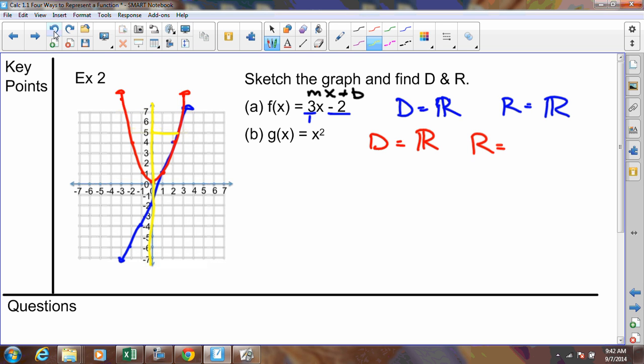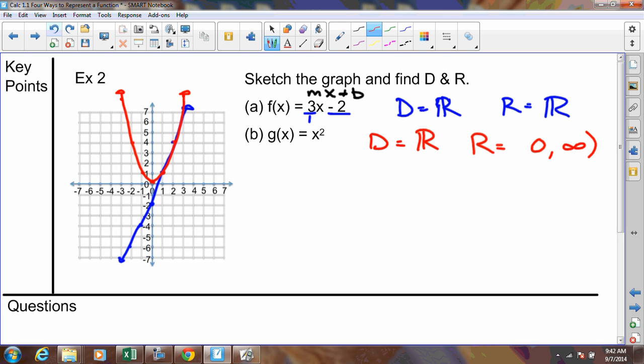But you probably note at the bottom, that horizontal line is never going to intersect our parabola. Because they don't cross, there is no y value on the graph that gets down that low. That's an indicator that we don't have the entire set of real numbers. We have everything from 0 and up.